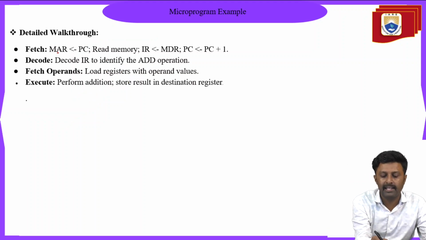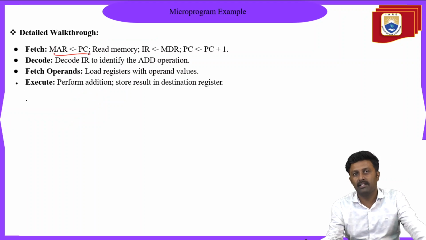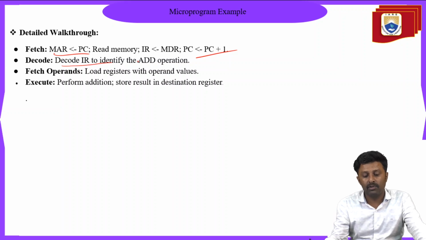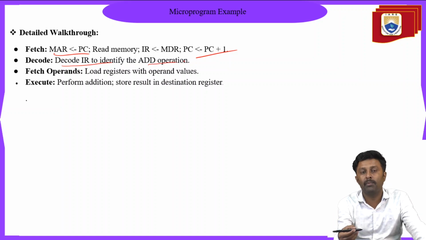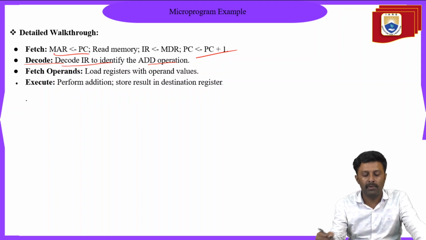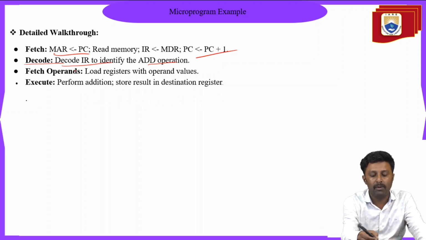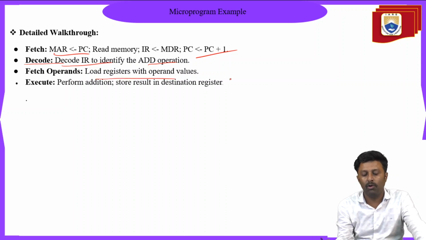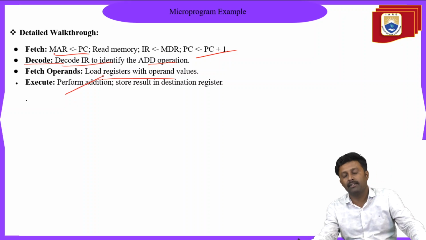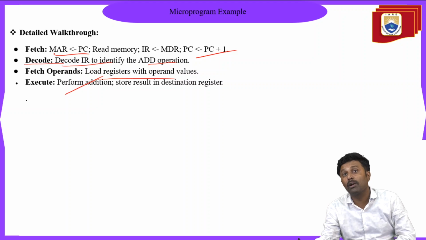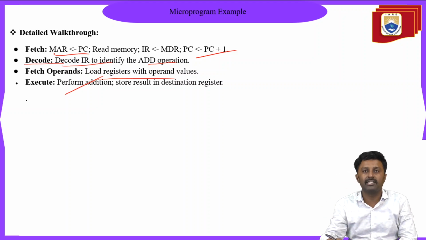For fetch, we write the micro instructions and increment the program counter by 1. Decoding means the decoder identifies which operation is to be performed. Here we are performing an add operation, so it will identify the add operation. Then the operands are loaded into the registers, the operation is executed, and the result is stored in the destination register. This is an example of how a control unit executes an instruction using a microprogram.